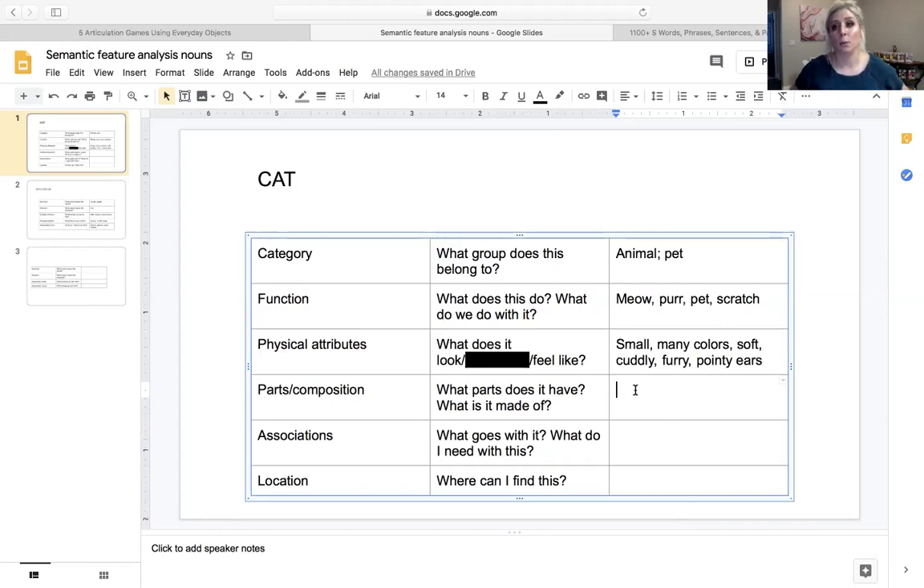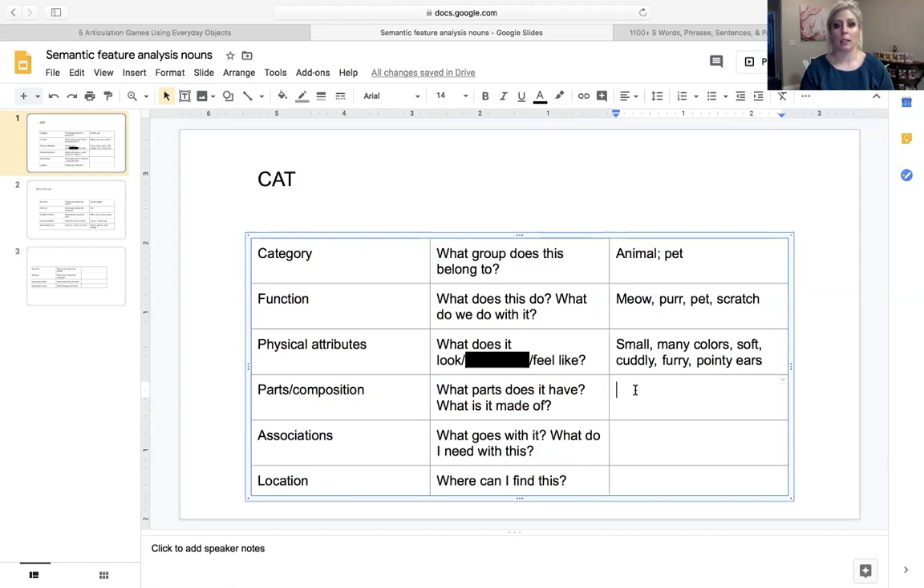Parts and composition. So when we have this kind of concrete word, this is where I like to have fun and take it off of the worksheet and draw a picture. So how I would approach this is I would literally have a blank piece of paper and ask the student, what do you want me to draw first? Usually they need a little bit of help. So I'll say, should I draw the head or the body first? And they get to choose. And so as I'm drawing, they can see the parts that are missing.